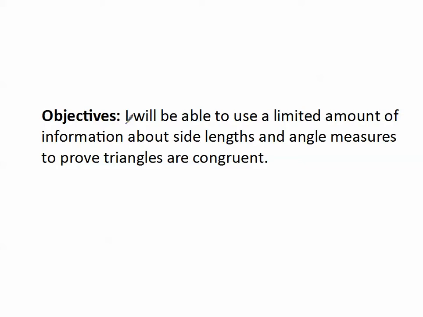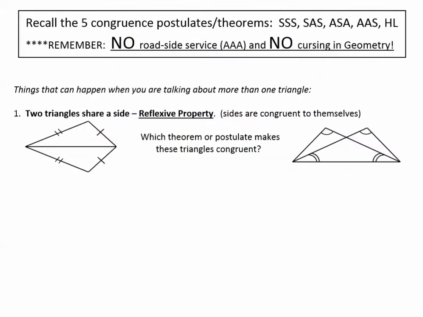The objective in this lesson is to be able to use a limited amount of information about side lengths and angle measures to prove triangles are congruent. Recall the 5 congruence postulates and theorems: side, side, side; side, angle, side; angle, side, angle; angle, angle, side; and hypotenuse leg.